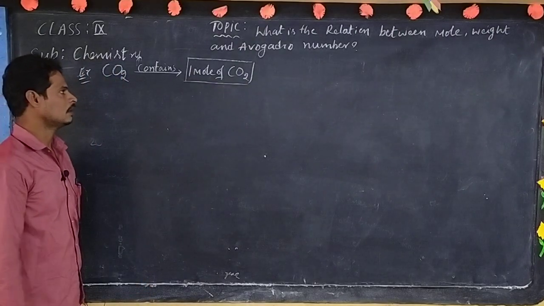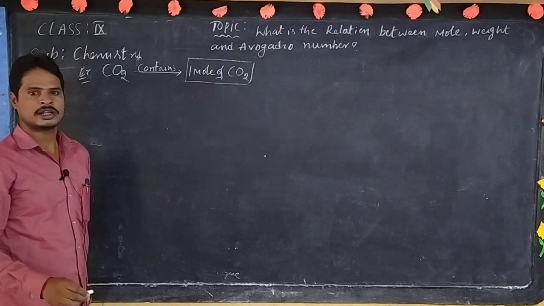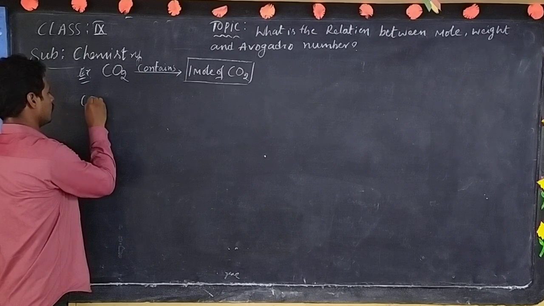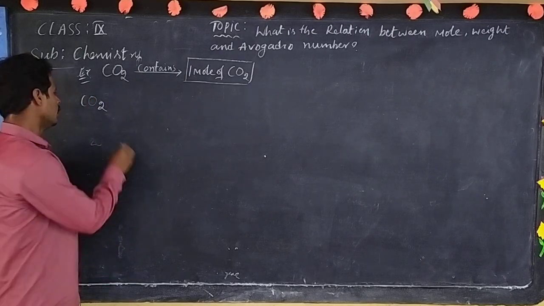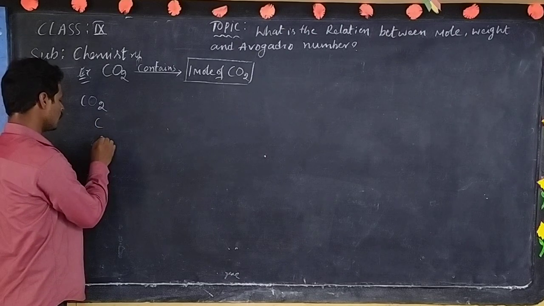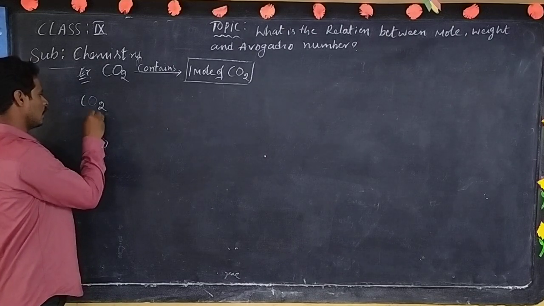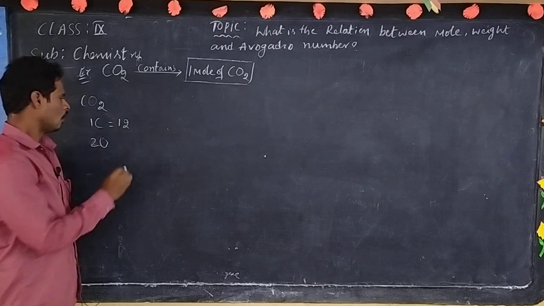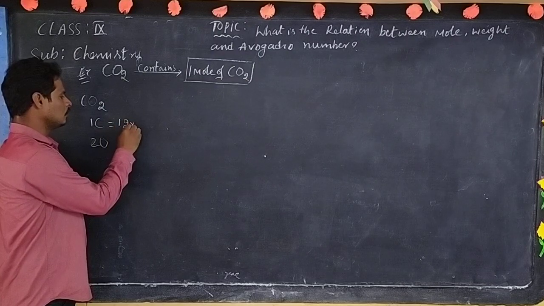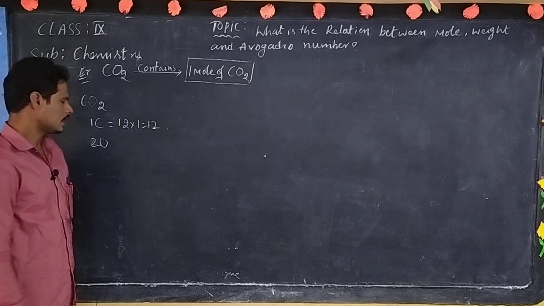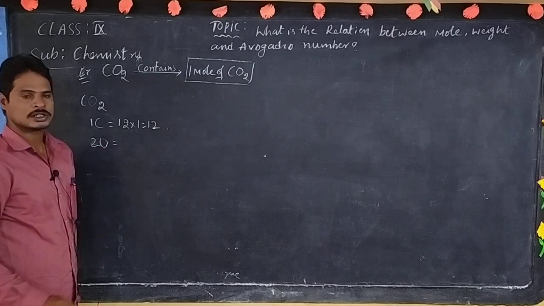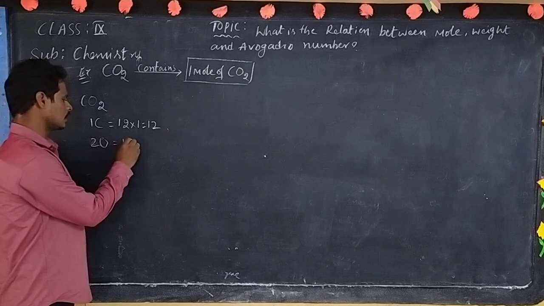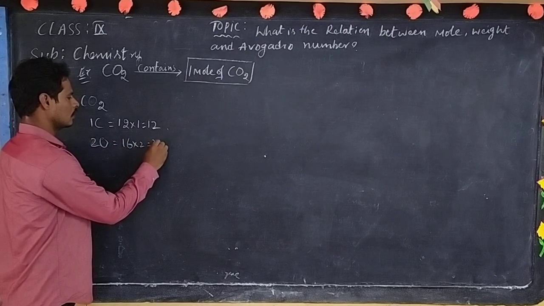Next, second one. We can calculate how much weight of carbon dioxide is in 1 mole. We know the molecular weights of different compounds. Here carbon and oxygen are there. How many carbons? 1. Oxygen is 2. The atomic weight of carbon is 12, and there is 1 carbon, so 12 into 1 equals 12. Next, the atomic weight of oxygen is 16, but here there are 2 oxygens, so 2 into 16 equals 32.